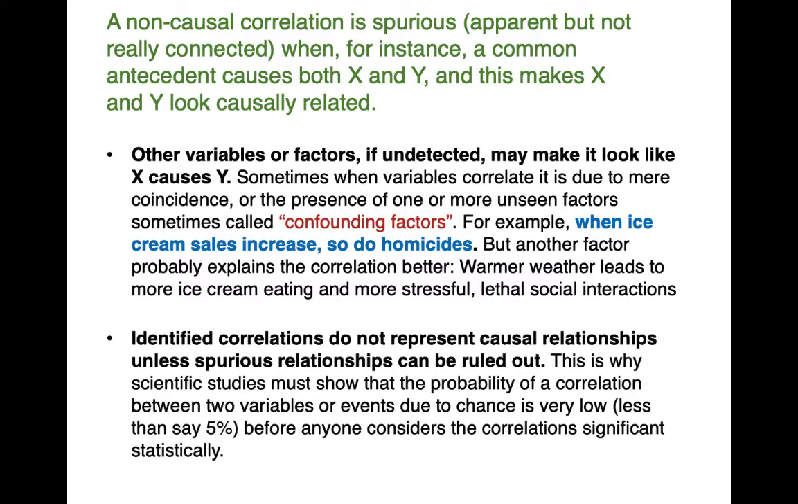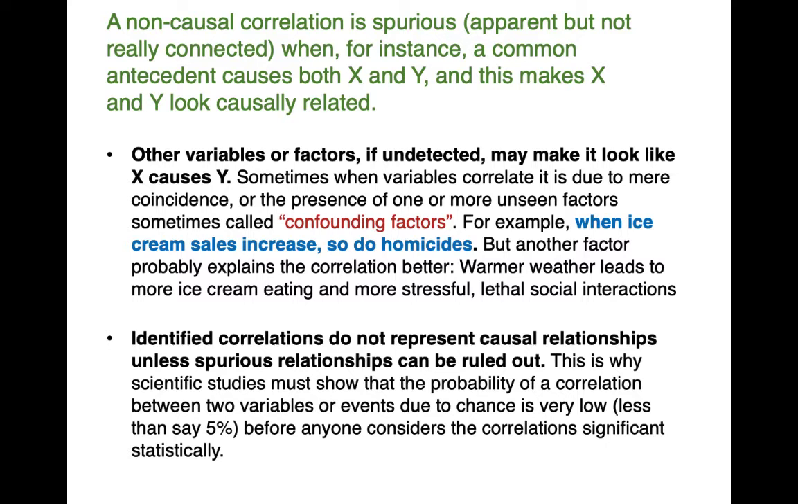A non-causal correlation is spurious, apparent but not really connected, when, for instance, a common antecedent cause produces both X and Y. And this makes X and Y look causally related, but they're not. Again, we can't see this unless we test under controlled circumstances. Other variables or factors, if undetected, may make it look like X causes Y.